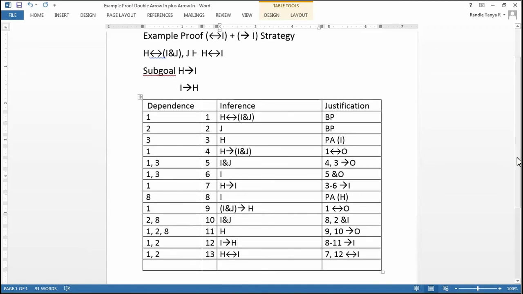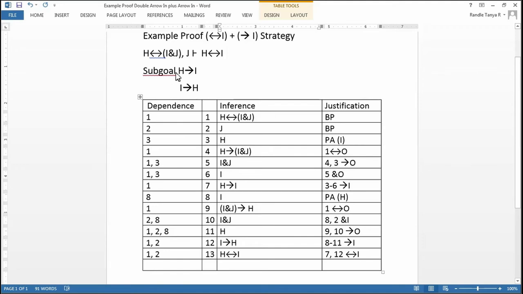So let me just recap the strategy here. I had a biconditional as my conclusion. So I set each of the corresponding conditionals as a subgoal. Then I worked for each subgoal one at a time. So I worked for this conditional first, provisionally assuming the antecedent on line 3, deriving the consequent on line 6, and then inferring that conditional on line 7, which eliminated dependence on my provisional assumption.